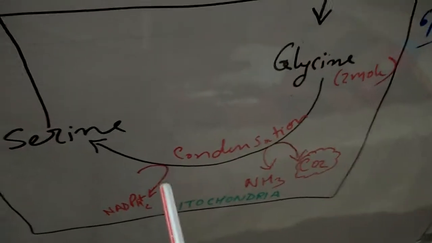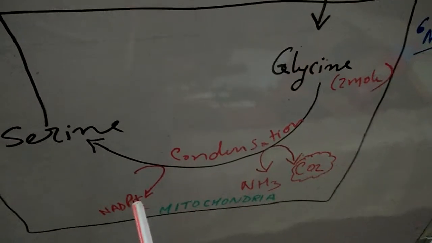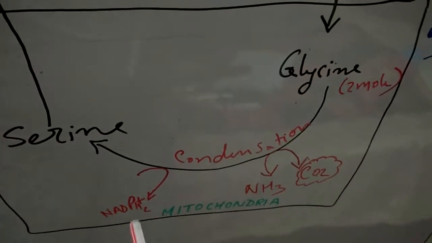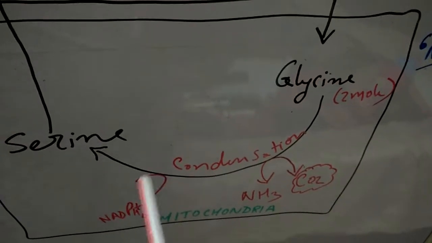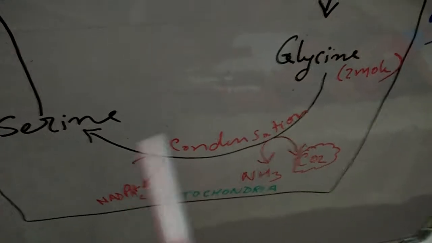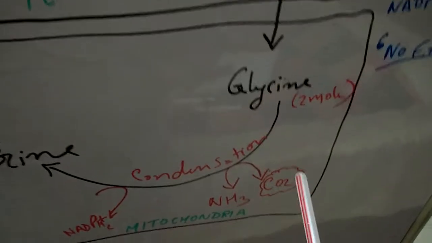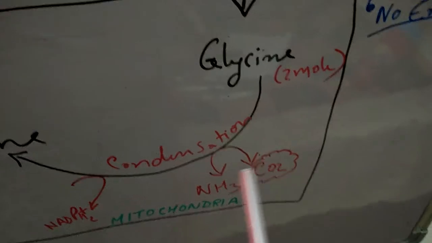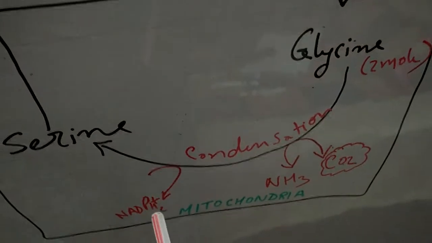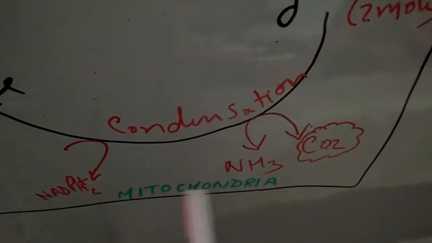Also, one molecule of NADPH2+ is released. Here NADPH2+ is not produced, but it is released. The difference is very important. It is not formed or generated as the assimilatory power, but it is released. So this step is very important, that is conversion of glycine into serine, where one molecule of carbon dioxide, ammonia, and NADPH2+ are released into the organelle mitochondria.